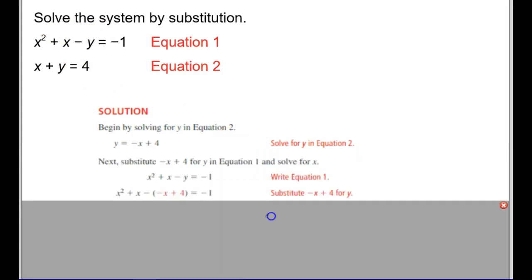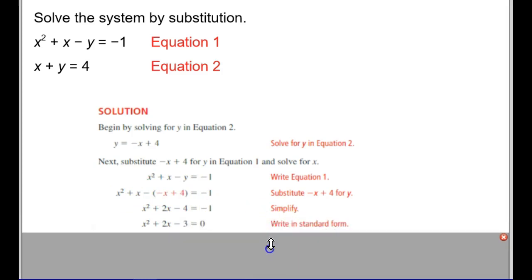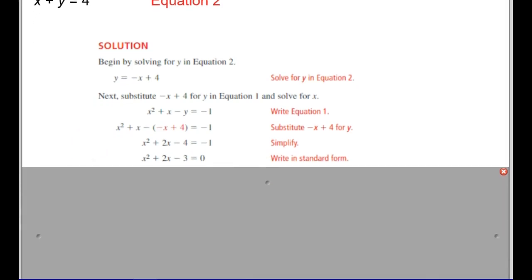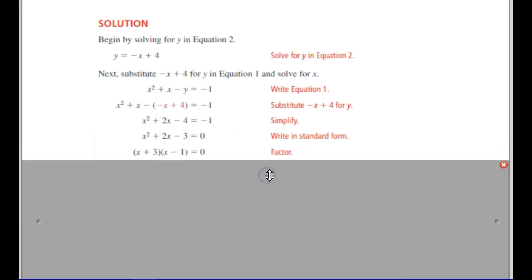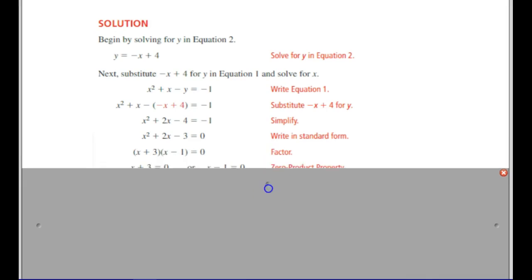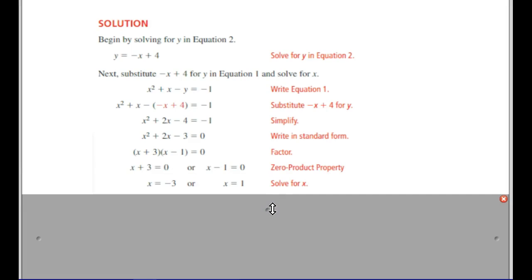Okay, so now I have x squared plus x minus, and then (-x + 4). I always want to keep that in parentheses. So now I can simplify. I can distribute this negative sign, I can combine like terms, and I can simplify. Well, then I see I just have a quadratic, so I want to write it in standard form. I get everything over to one side of my equation, set it equal to 0, and then I solve that quadratic. Here I see that this one's easily factorable, so I factor this quadratic and I end up with my two solutions. So x equals -3 or x equals 1.